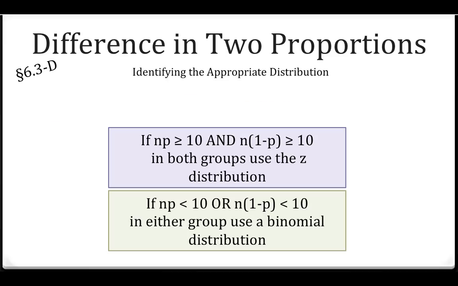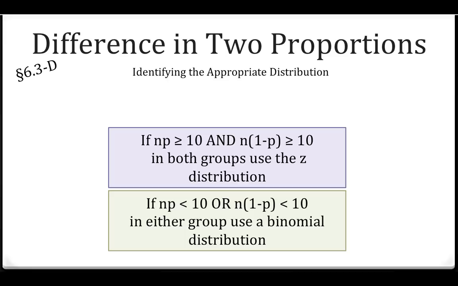The rules that we'll be applying to determine whether or not our sampling distribution can be approximated by a normal distribution are similar to what we looked at last week with the rule of sample proportions. Here, if n times p is greater than or equal to 10 and n times 1 minus p is greater than or equal to 10 in both groups, we use the z distribution. So the only difference between what you saw in the last lesson and in this lesson is now this must be true for both groups.